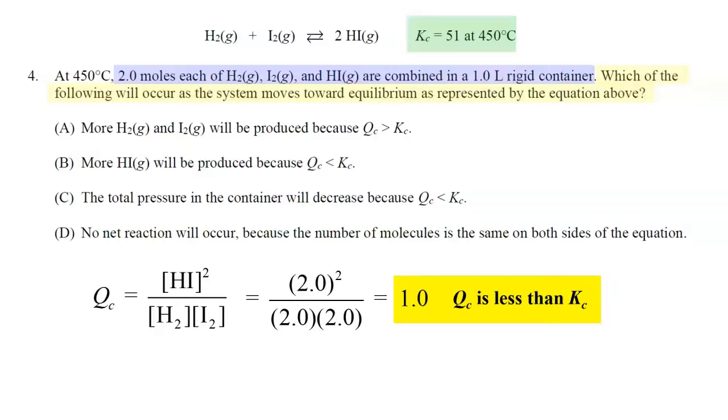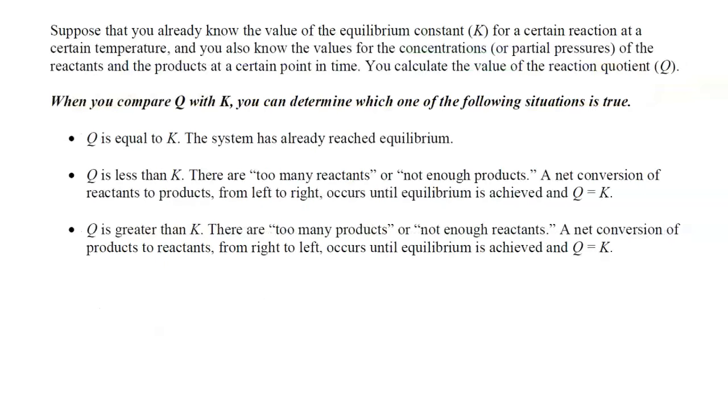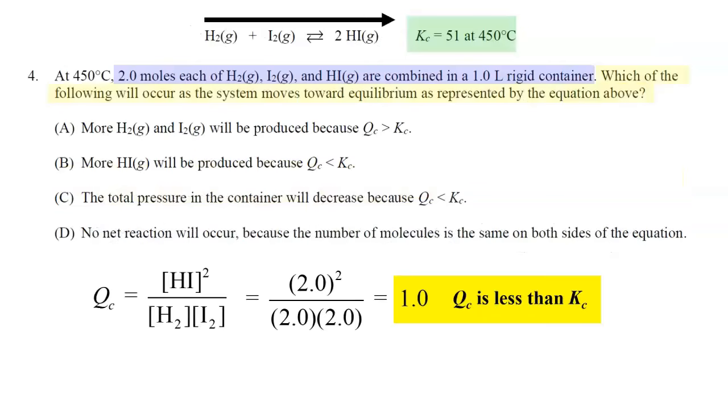So what does it mean when Q is less than K? What that means is that if Q is less than K, then we'll have a net conversion from left to right, or from reactants to products, until equilibrium is achieved. So if there's going to be a net conversion from left to right, or from reactants to products, then let's go ahead and eliminate some of the choices here in question 4.